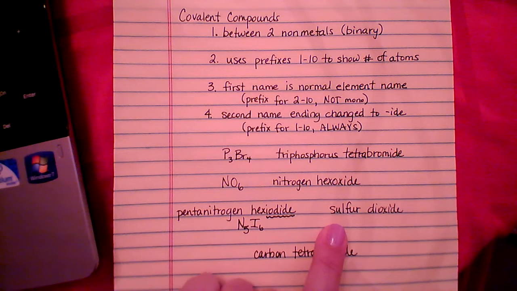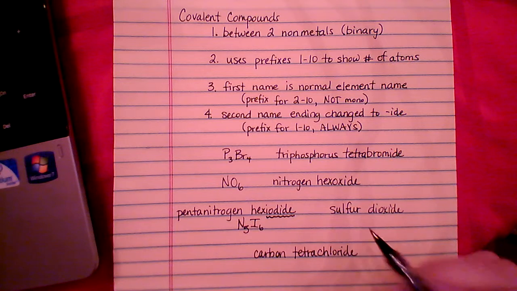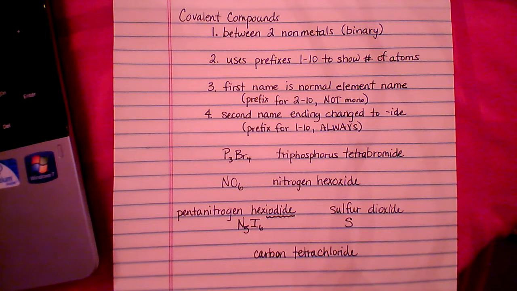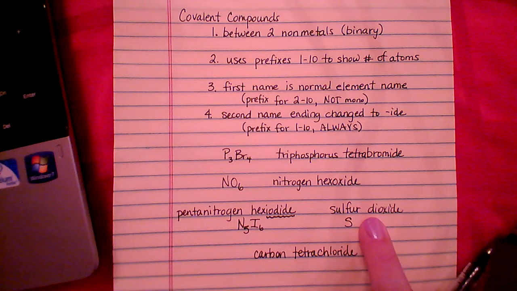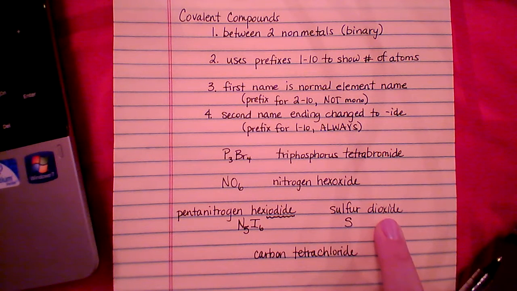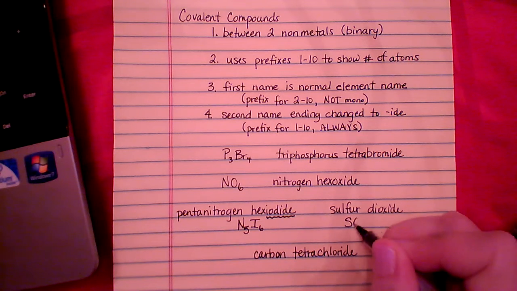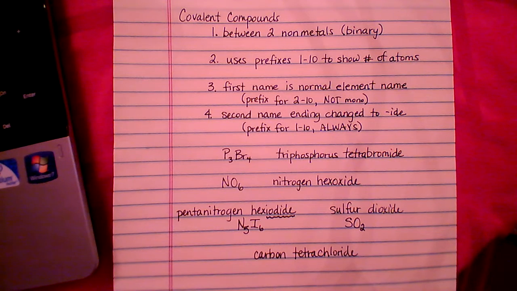For the second one that I have here, if mono is not present and you just see the name for the element, then that is a single atom of sulfur. So just S, the 1 is understood. And then dioxide. Di is 2, and oxide is oxygen, so SO2.